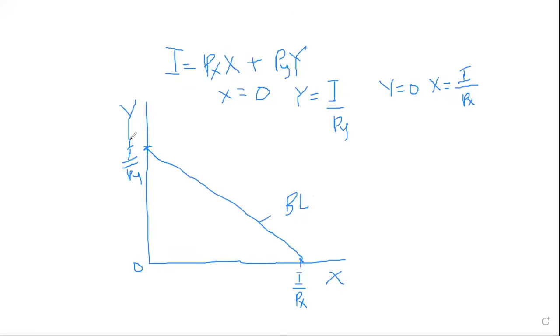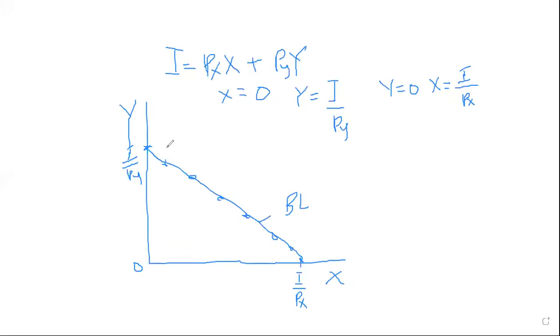The budget line shows the combinations of X and Y that the consumer can purchase with his given income. Every point on the budget line is a combination that the consumer can purchase given the level of income.